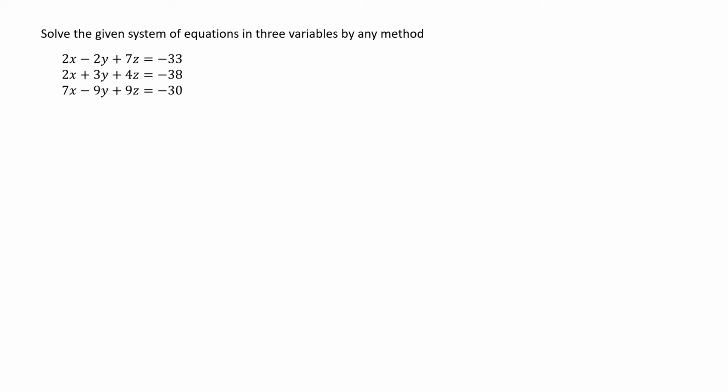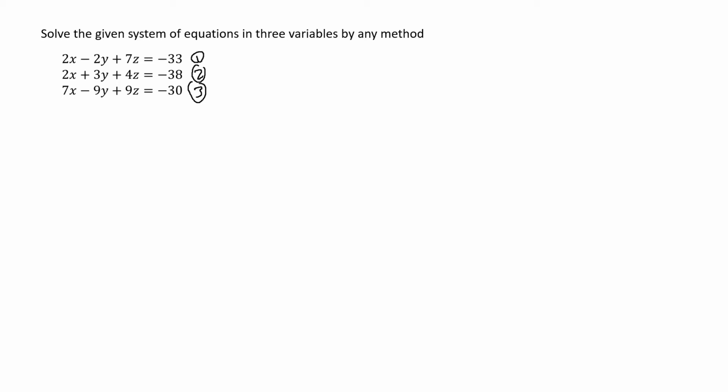For the elimination method, we're going to take two equations at a time to eliminate one of the variables, but we have to be consistent with the variable that we eliminate. So if we choose the x variable, we have to be consistent by eliminating that variable. Let's call these equation 1, equation 2, and equation 3.